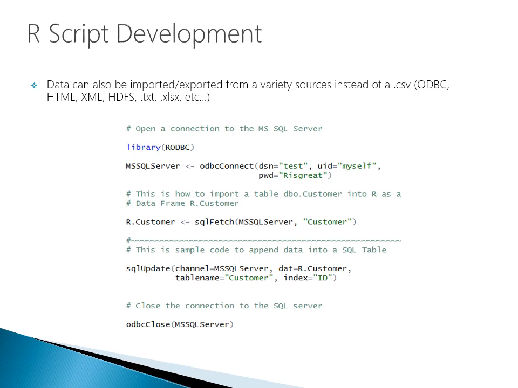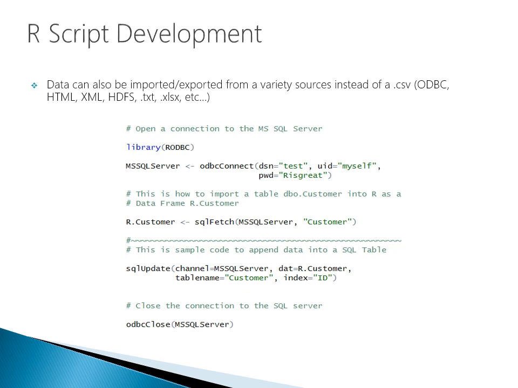Data can also be imported and exported from a variety of sources instead of a CSV: ODBC, HTML, XML, HDFS, text, XLSX, etc. This is very important when we're talking about business level enterprise solutions, because we're not always going to have our data sitting as a CSV file. Sometimes we're going to need to connect to our business intelligence or our data warehouse platform directly to pull the data in.